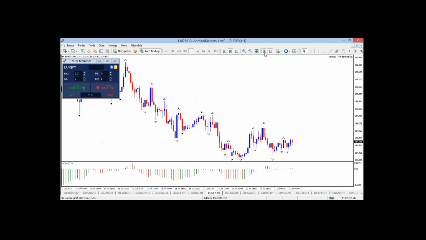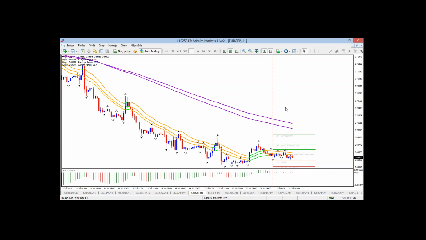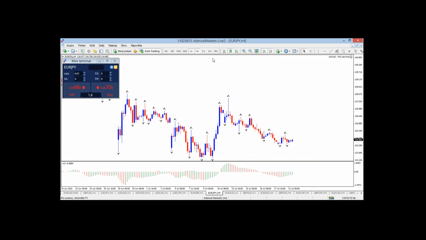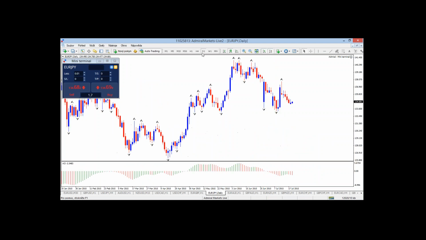Not sure about the euro pound. It's in a downtrend, but looks like it's trying to push back below this 21 band. It looks like a bit more euro weakness than pound at the moment. Not trading it though. Euro yen myself. Not euro yen. Let's see.